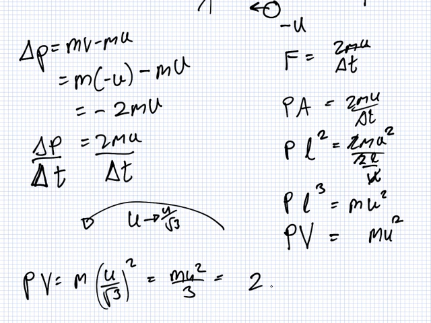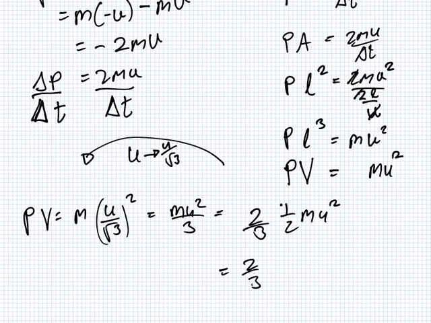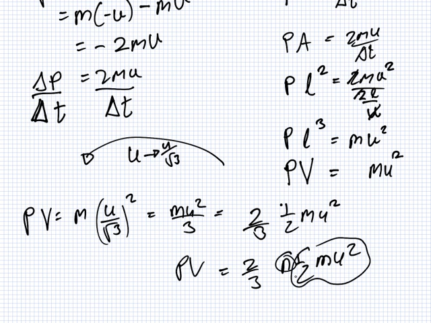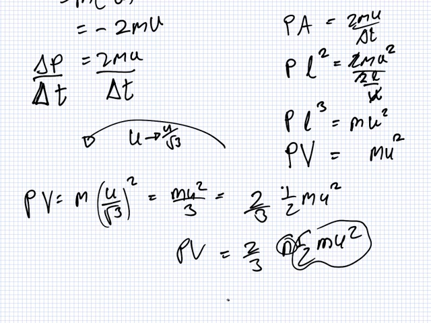Which is 2 over 3 times a half mu squared. Yes, the 2's cancel out. Now that is the energy for just one particle. If we have n particles, we only looked at one, so no big deal, we just times it by n. But what is a half mu squared multiplied by n? Kinetic energy. If we multiply by n, it's the total kinetic energy.